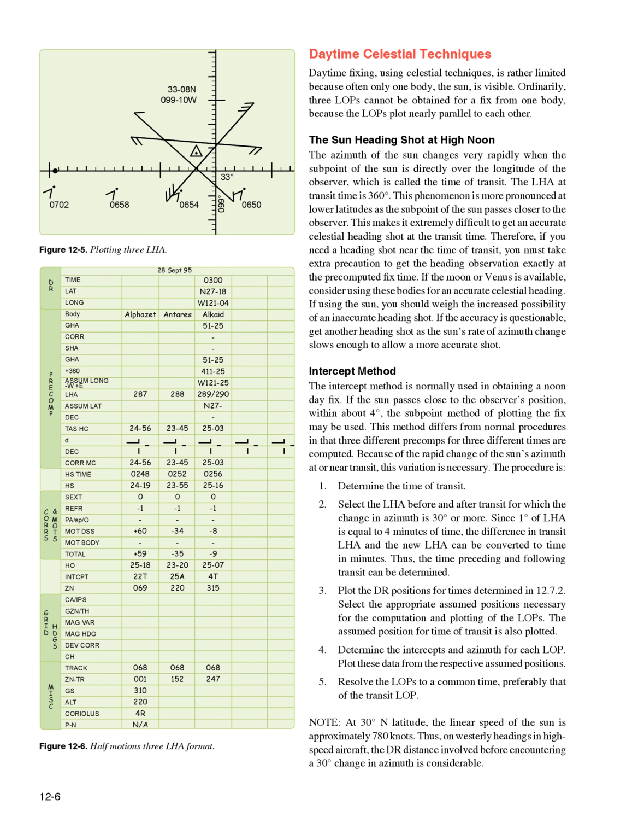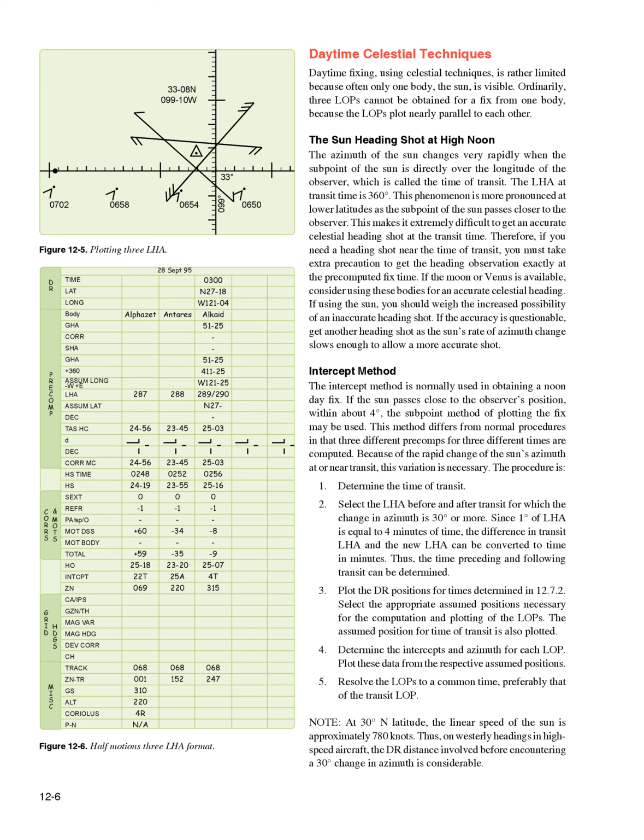Select the LHA before and after transit for which the change in azimuth is 30 degrees or more. Since 1 degree of LHA is equal to 4 minutes of time, the difference in transit LHA and the new LHA can be converted to time in minutes. Thus, the time preceding and following transit can be determined.